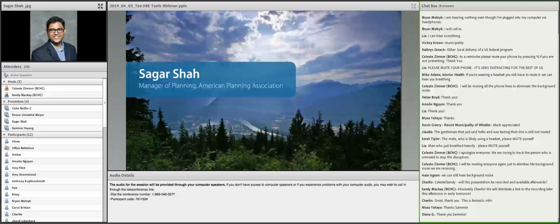Dr. Shah holds a PhD in regional development planning from the University of Cincinnati, and a master's degree in planning from the University of Southern California.